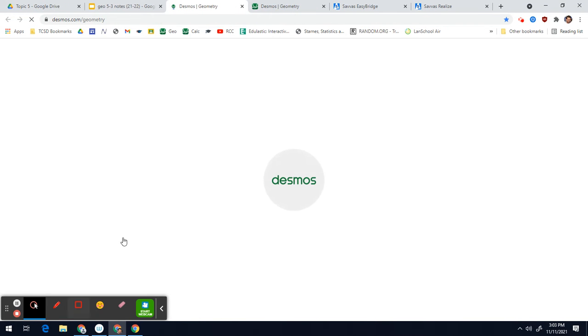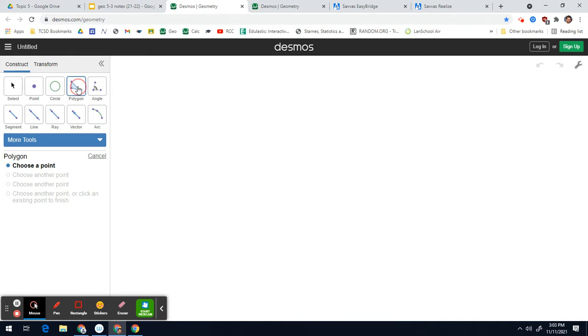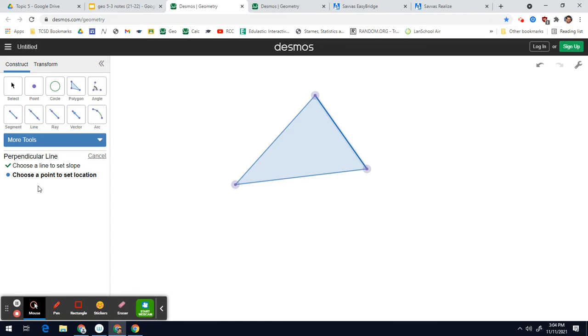Okay. All right. So again, let's just draw whatever kind of triangle. I'll try to start acute first. There we go. Okay, so we need to draw two altitudes, right? So I'm going to draw, let's see, construct perpendicular. I'm going to go from the top. Oh, I'm sorry. You have to choose the slope first. So I apologize. So perpendicular.